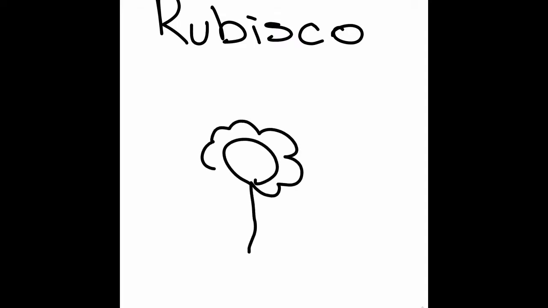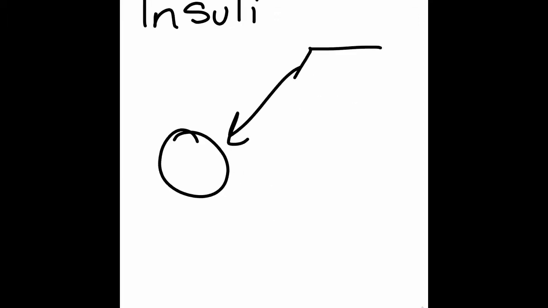For example, Rubisco is an enzyme that helps fix CO2, and this is commonly found in plants. Insulin is a hormone that signals cells to absorb glucose and helps reduce the glucose concentration of the blood. The circle I drew is supposed to be a cell, and the figure I drew is supposed to be glucose. Immunoglobulins are antibodies.